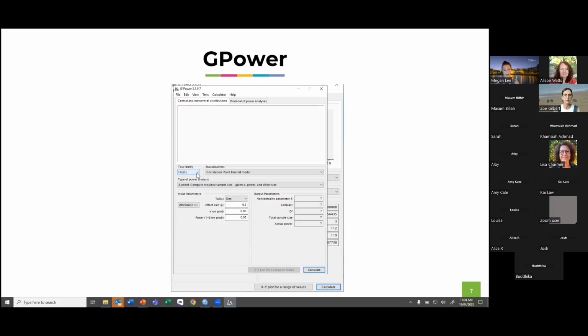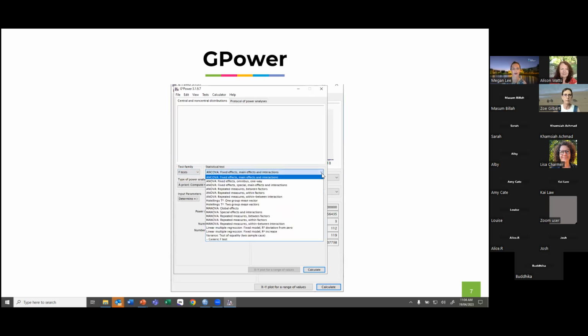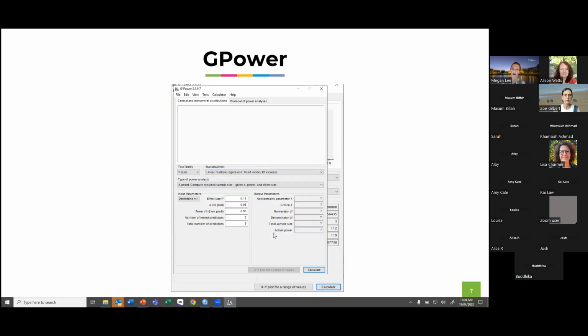So, pretty simple. First, your test family. Now, t-test, from last week, we realized, is when you're comparing the averages between two groups. So if you were doing a t-test or an ANOVA, they fall into the t-test family as well. F-tests. F is the symbol for regression. So we would choose F-tests. All the ANOVAs are in F, interesting. And we would choose linear multiple regression, fixed model, R squared increase.